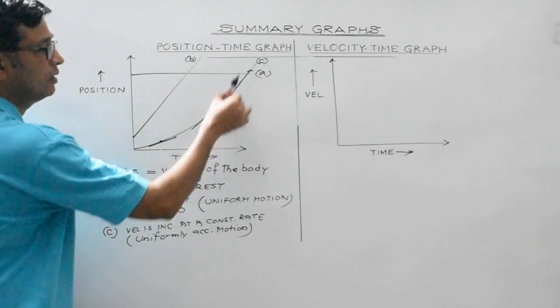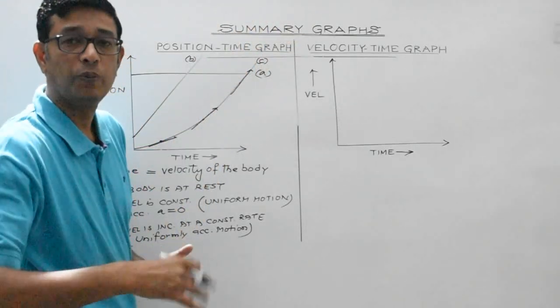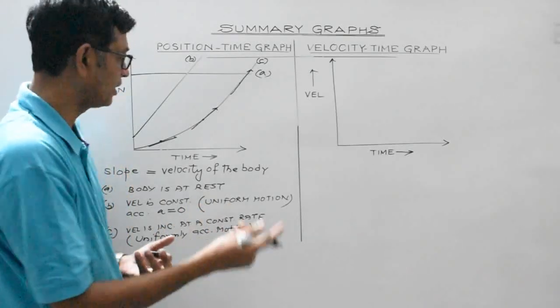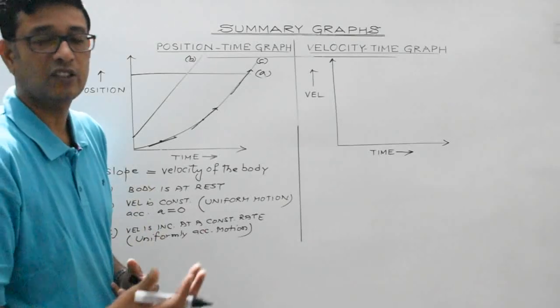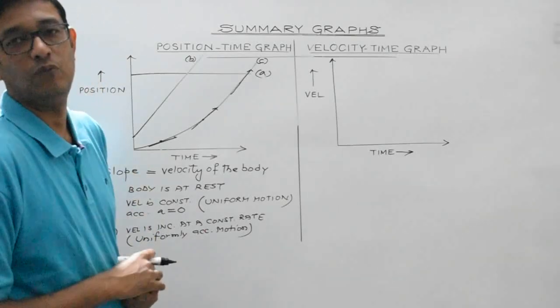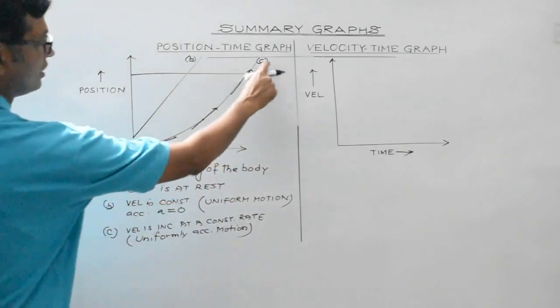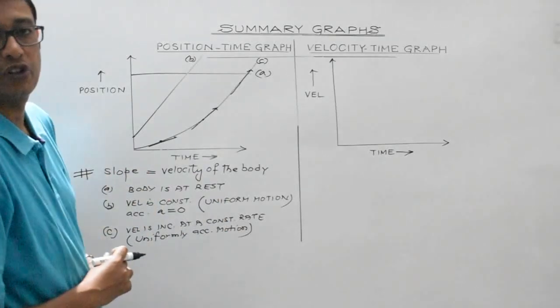So with the passage of time, it is becoming more and more steeper. Means the slope is increasing. Slope is increasing means velocity of the body is increasing. And whenever the velocity increases at a constant rate, it must be the case of uniformly accelerated motion. Clear? So graph C will represent uniformly accelerated motion.